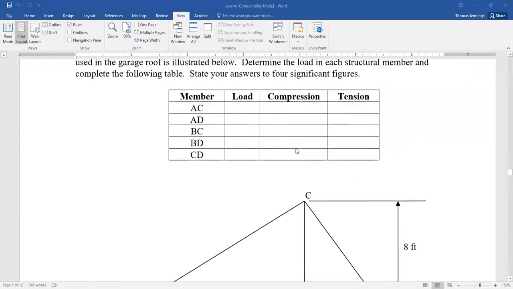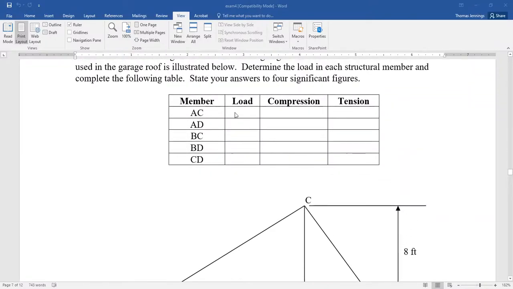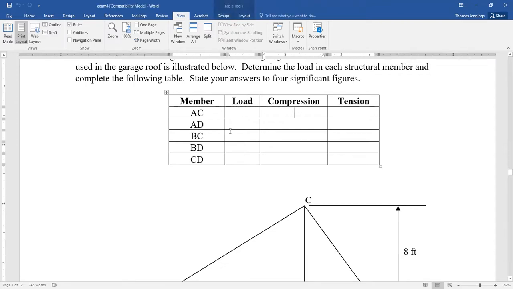Now on the exam sheet, there's a table to fill out where you'd enter in the load. So for member AC, we could key in member AC's load. And they say 4 significant figures, so you'd round this to 4 sig figs. So 686.0 pounds would be what we'd fill in for AC, and we'd check the box for compression. For AD, we'd fill in 535.7 pounds and check the box for tension.